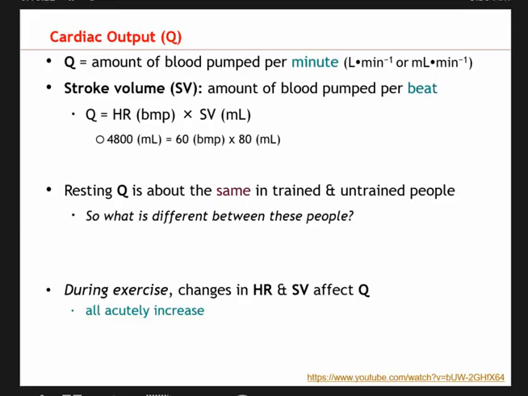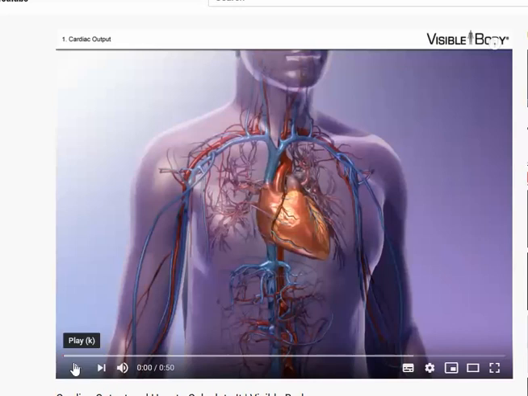So how much do these variables increase? Heart rate will increase about 3 times the rested state. Stroke volume will increase, but then it's going to plateau at about 40 to 50% of VO2 max. And then cardiac output is shown to increase by about 4 to 7 times resting. So during exercise, cardiac output can be anywhere from 20 to 35 liters per minute, and that's blood being pumped. So here's a quick video.